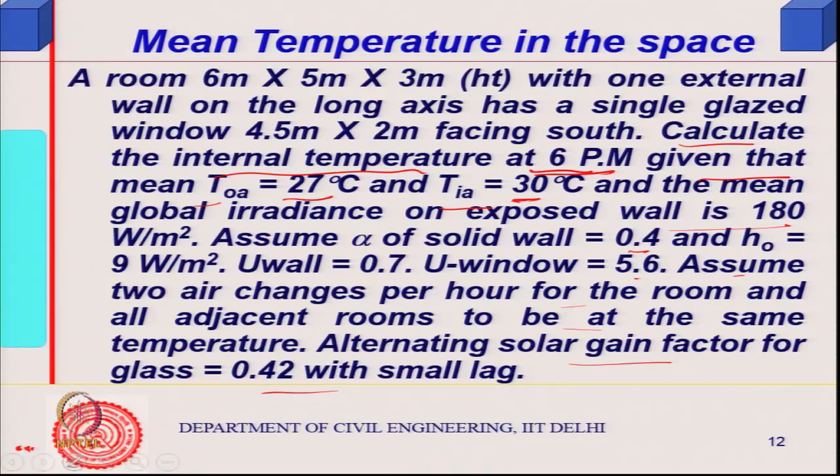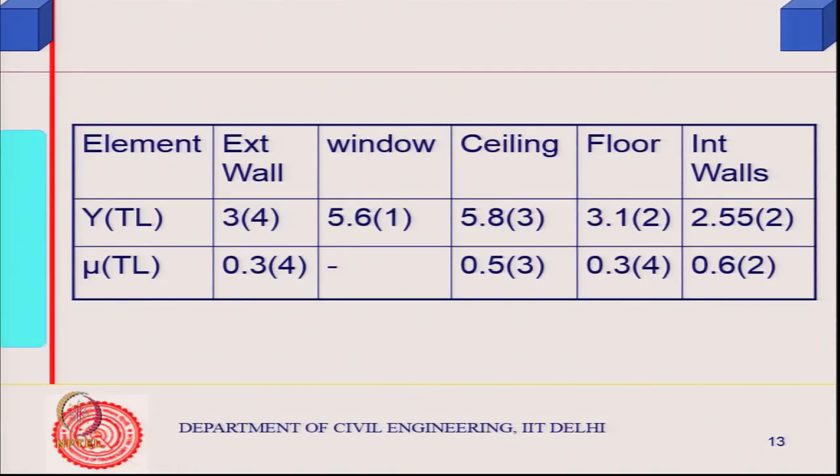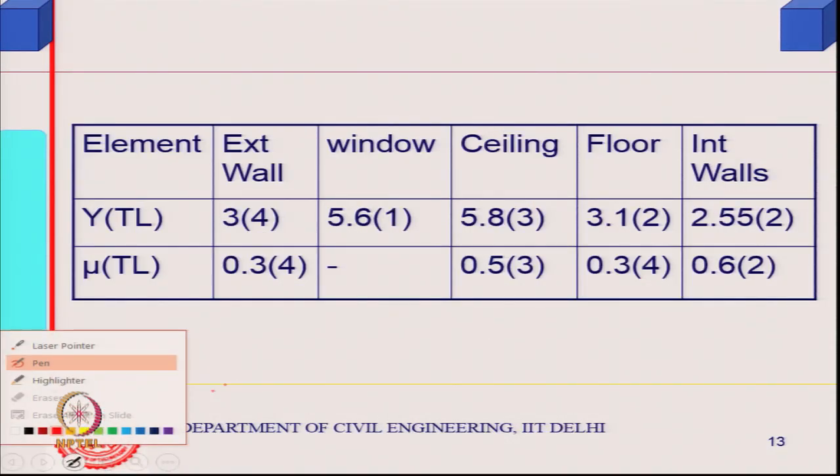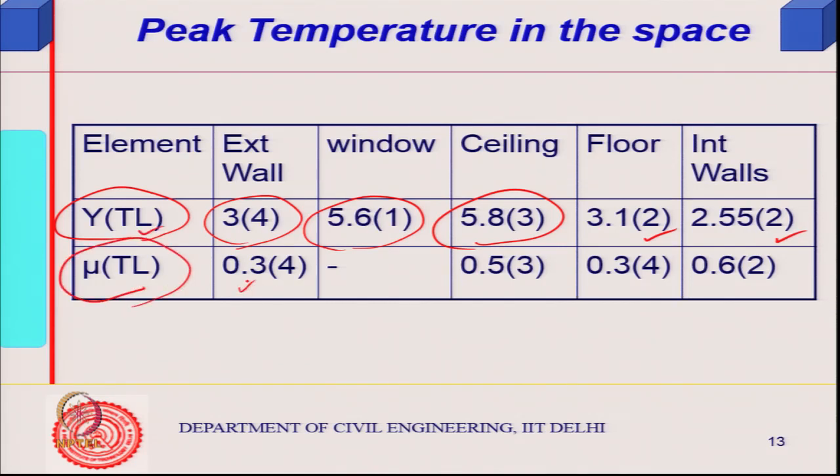Right. So, some additional data I need, the outside temperature data must also be available to me. So, admittance values for all the walls are given, and within brackets are given the corresponding time lags. Right. So, TL is given here. The decrement values are given here and the corresponding time lags are given here. For window there will be no decrement factor. Ceiling is given, floor is given, internal walls are given, right.